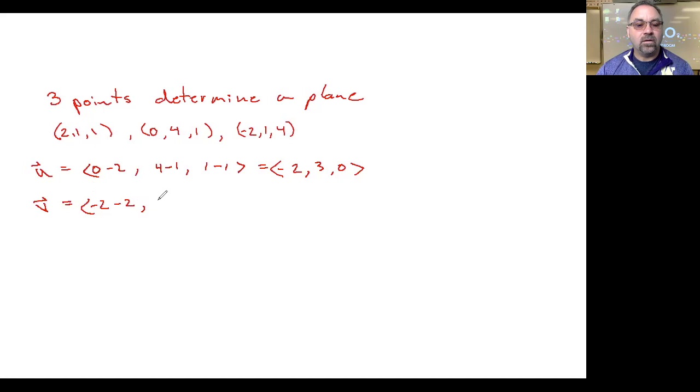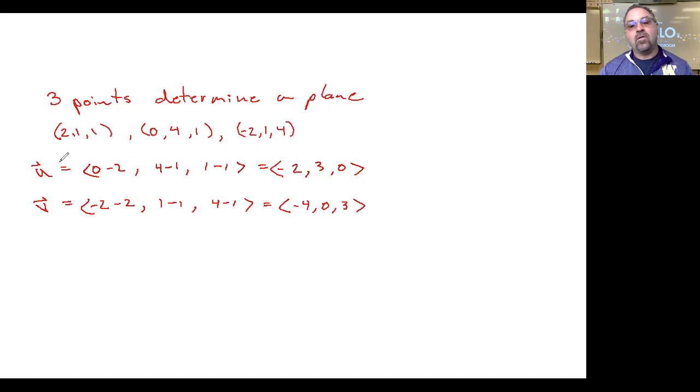We have 1 minus 1, and we have 4 minus 1. And so the v vector is -4, 0, and 3. Now I have these two vectors that are somewhere in 3 space. We use the same point, the 2, 1, 1, to create these two vectors, and because the 3 points are coplanar, the two vectors are in the same plane.